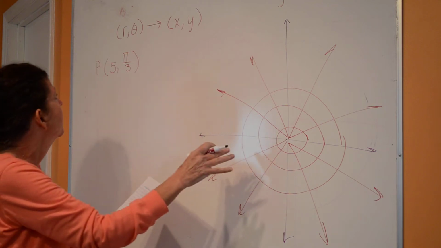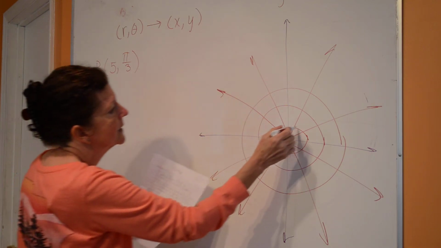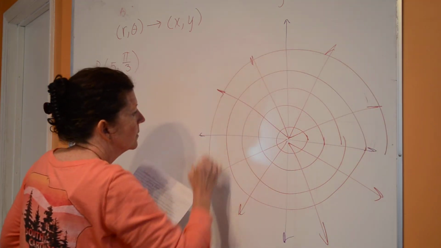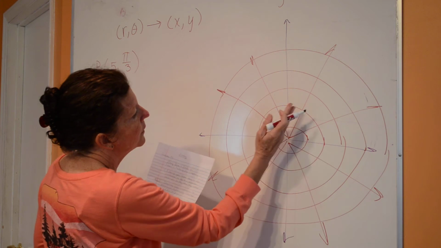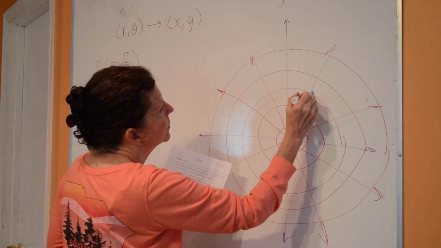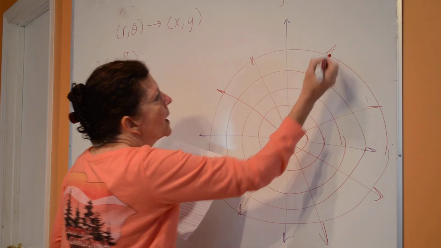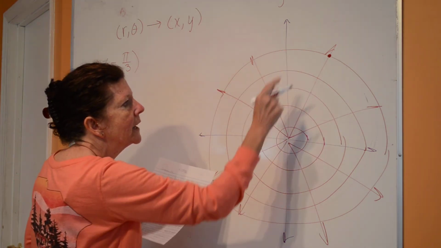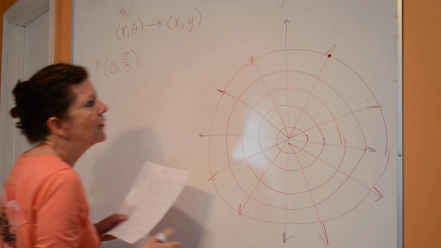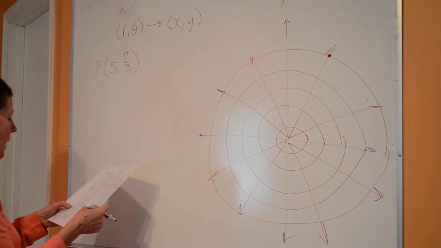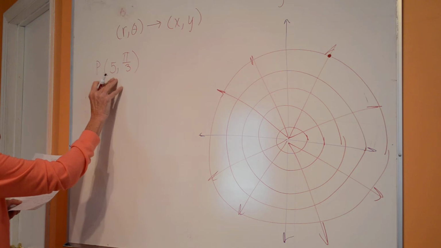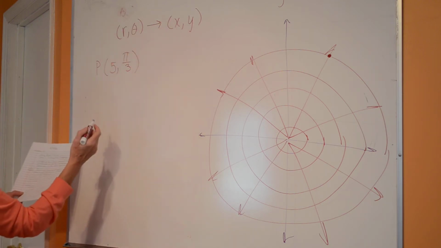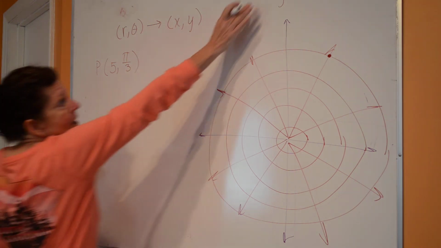So if I go over here and I want to graph this, I guess I didn't do enough circles. I need 2 more. So pi over 3 is right there. 1, 2, 3, 4, 5 would be that point. And I want to know, if I'm talking about a rectangular coordinate plane, what is the ordered pair for that point? What is the x and y? So I'm going to change this polar point to a rectangular point by using this right here.